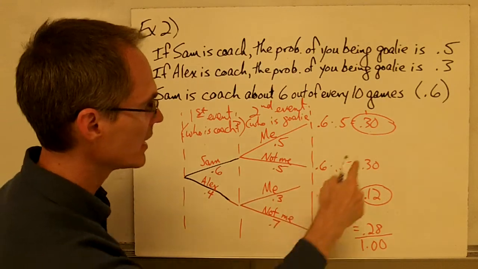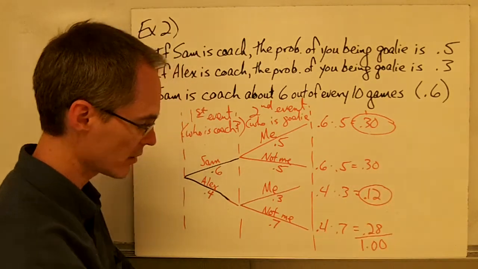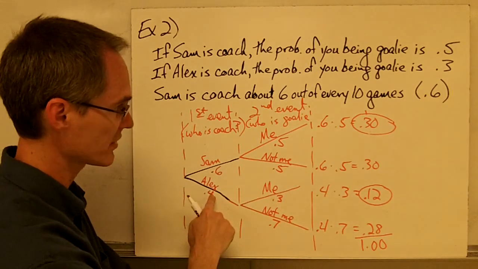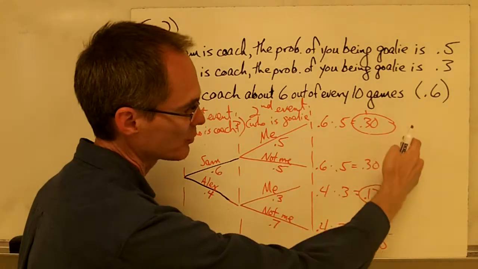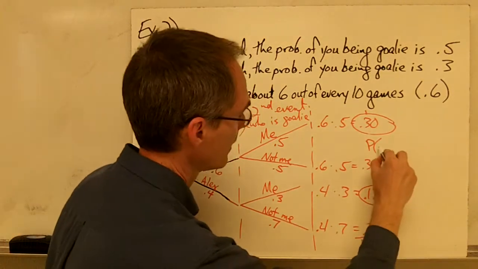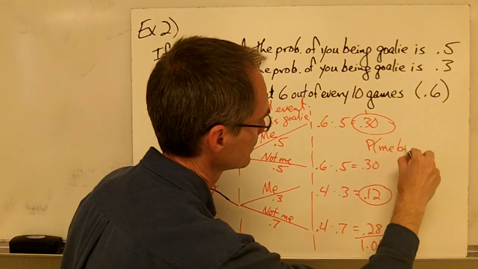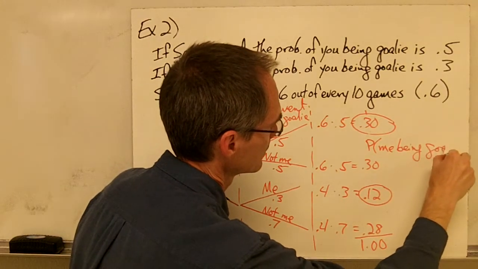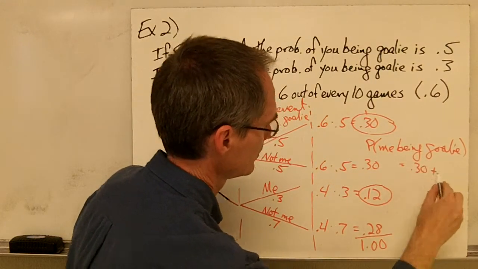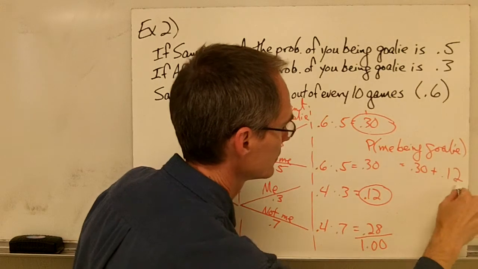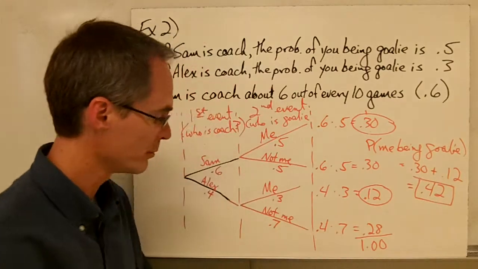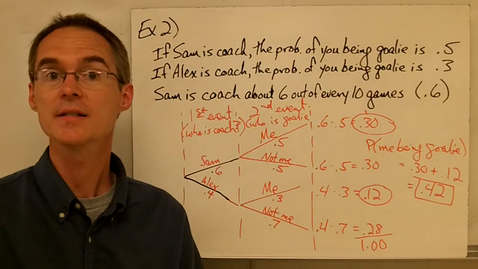And then this one again is not. So these 2 probabilities right here represent probabilities of me being goalie, this one when Sam is coach, this one when Alex is coach. So I just add these 2 probabilities together to find the probability of me being goalie. And I get 0.30 plus 0.12, which is 0.42. And that is the probability that I will be the goalie in today's game.